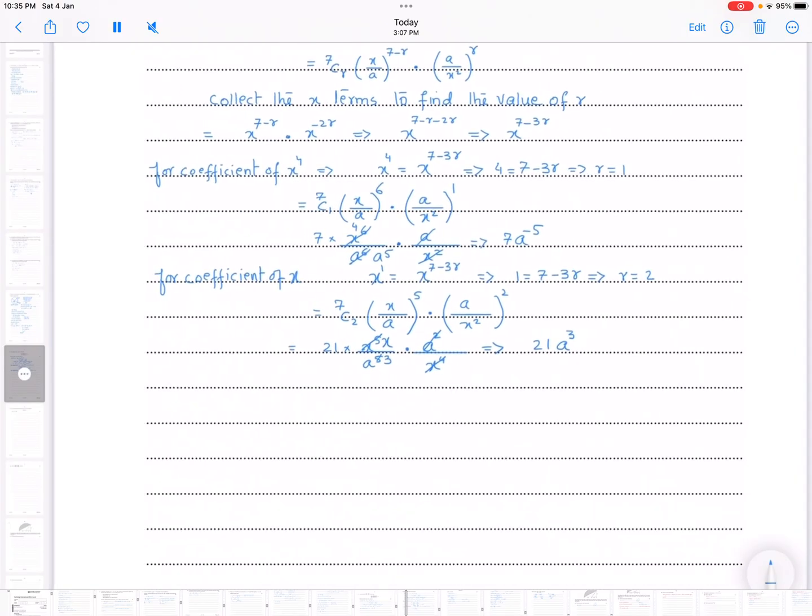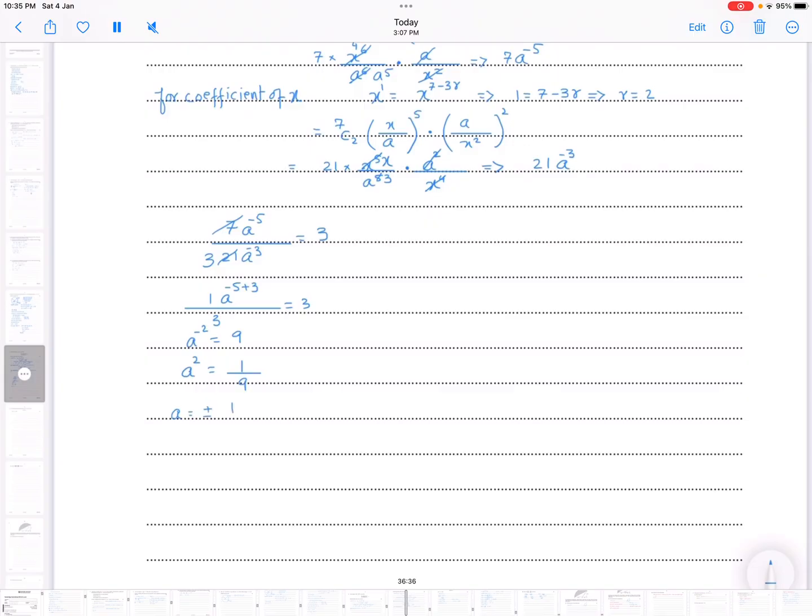So now divide it. 7a power minus 5 divided by 21a power minus 3 is equal to 3. So now you will get, after simplification, a equals plus or minus 1 over 3. This is your answer.